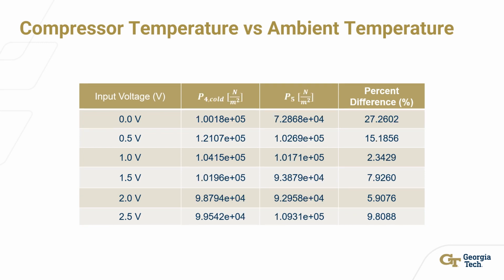Here, we see how the pressure at either side of the load changes with the voltage. For our modeling assumptions, we assume the pressure at each side of the load was equal to the ambient pressure. However, we see a large percent difference in pressure around very low voltages and very high voltages. This means that the pressure drop across the flow meters is not negligible and needs to be taken into account.